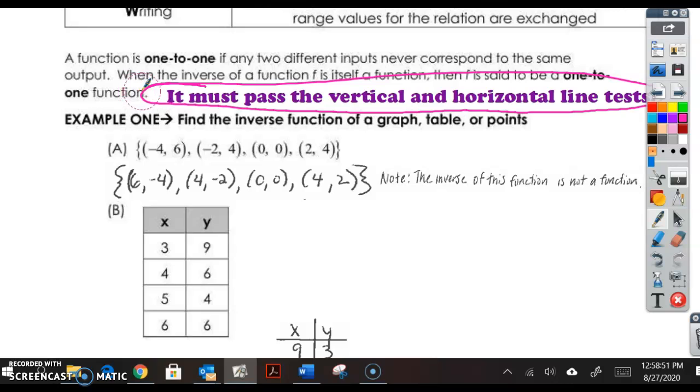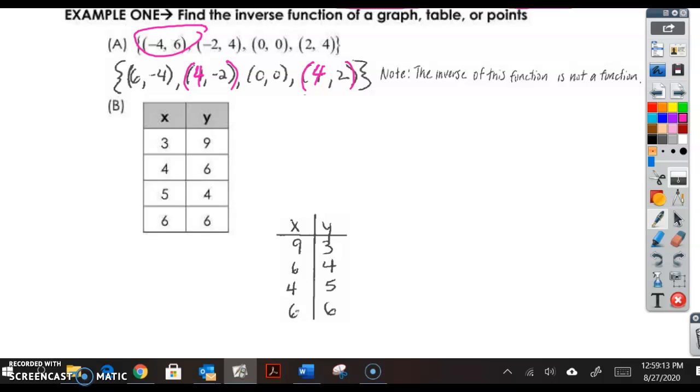Okay, so find the inverse function of a graph, table, or points. If you've got ordered pairs, you're just switching the x and the y coordinates. In this example A, the inverse of this function is not a function, because notice the first time we input 4, we get -2, and the second time we get +2. For B, when we switch the x coordinates and the y coordinates, again, the first time we input 6, we get 4, and for 6, we get 6. So this inverse would not be a function.